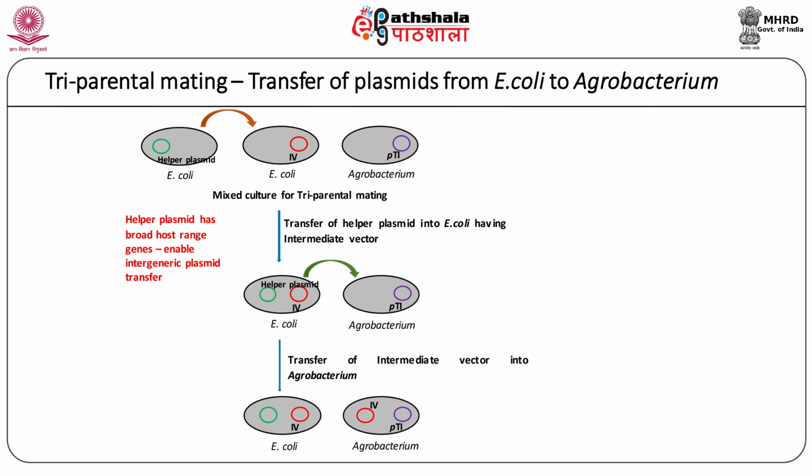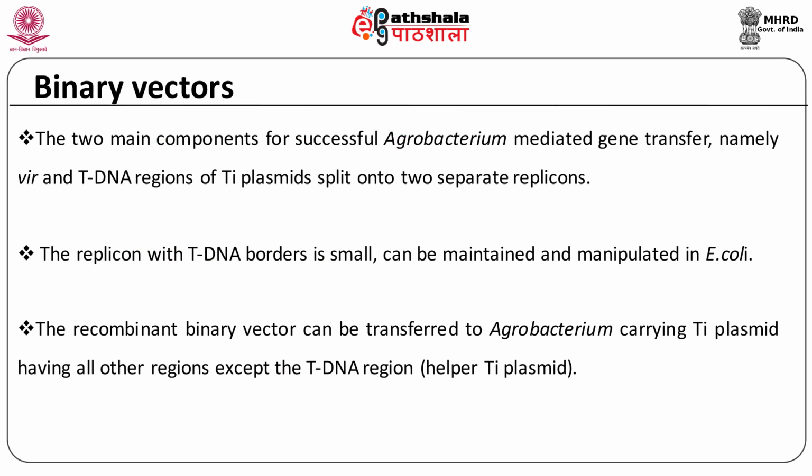procedures during cloning. In the year 1983, Hoekema et al. and de Framond et al. determined independently that the two main components for successful Agrobacterium mediated gene transfer, the Vir and the T-DNA regions of the Ti plasmid, could be split into two separate replicons.